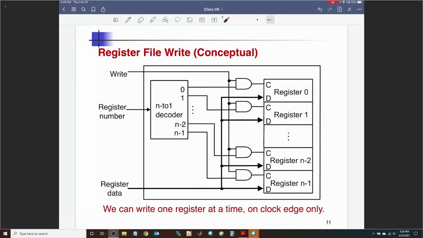Over here, we are not going to have a mux. We are in fact going to have a decoder as well as a bunch of AND gates. We still have the 32 registers to write to. Now let's talk about the write control and the data to be written. The data that you want to write is provided over here. Register data. That's the one that you want to write to the register.